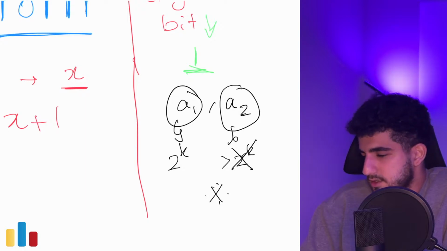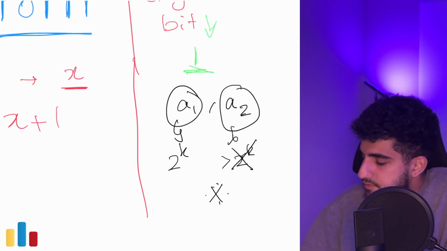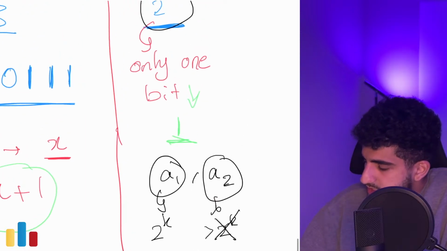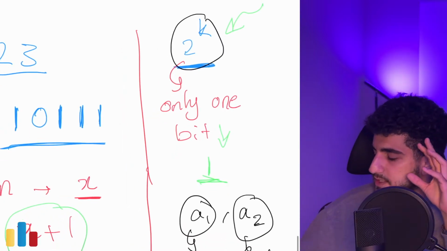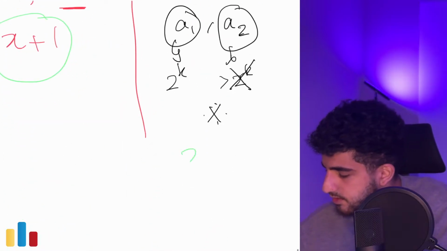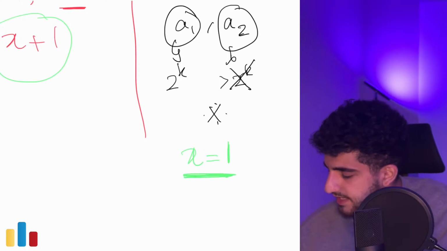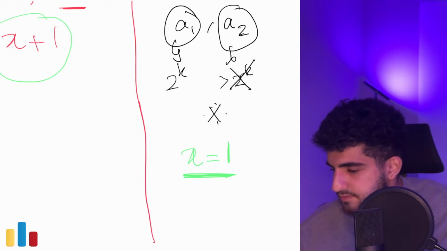Is it clear? Yeah, I will tell you why for this case it is x plus 1. But for now, I'm just proving the first case. First, I'm saying that if the number of bits in x is equal to 1, or in other words, we have only 1 bit that is 1, then the answer is x itself. Is that clear?